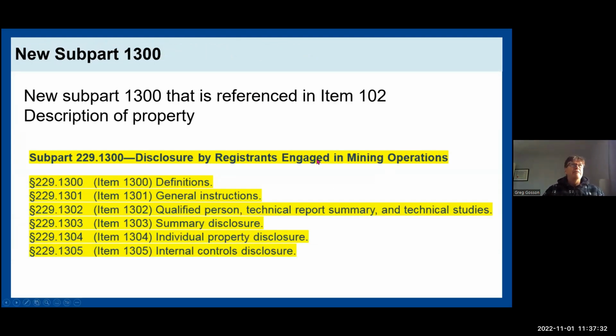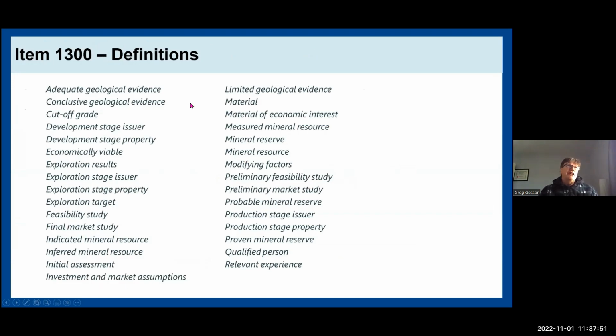So here we are. This is going down to the table of contents under item 1300 through 1305. If you are a registrant engaged in mining operations, that includes undeveloped mineral properties as well. That's considered mining operations. This is what you have to follow. So when you get to 1300, the definitions in alphabetical order, they give you these defined terms under SK-1300, and they have actual definitions. I haven't provided the definitions here, but you'll see that, alphabetically, adequate geological evidence, conclusive geological evidence.